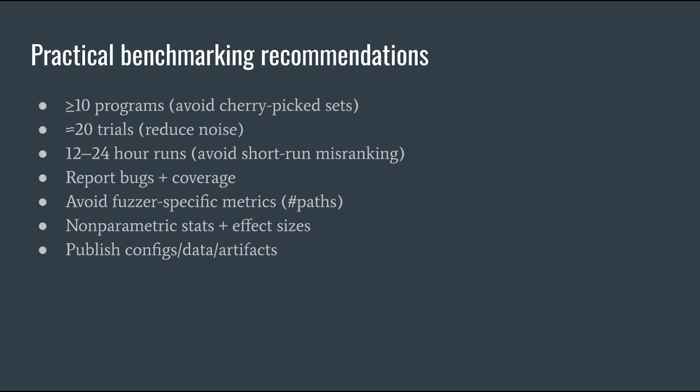Fifth is to avoid fuzzer-specific junk metrics like headline results. They specifically call out the AFL number of paths. If the metric has especially weak agreement with bug outcomes, it shouldn't be used as primary evidence that one fuzzer is better. And six is to be statistically honest and reproducible. They recommend non-parametric statistical methods and reporting effect sizes because fuzzing result distributions are often non-normal and heavy-tailed, and they emphasize releasing artifacts, configs, data, and tooling so results can be validated and reproduced.